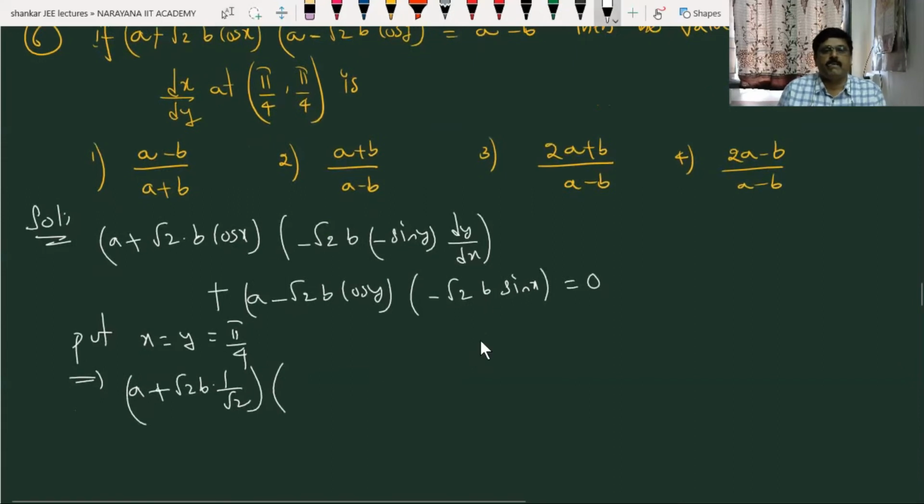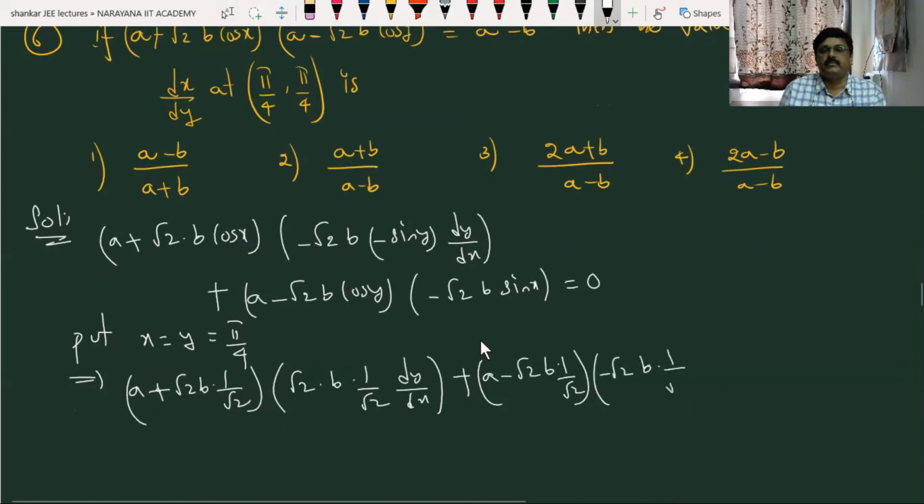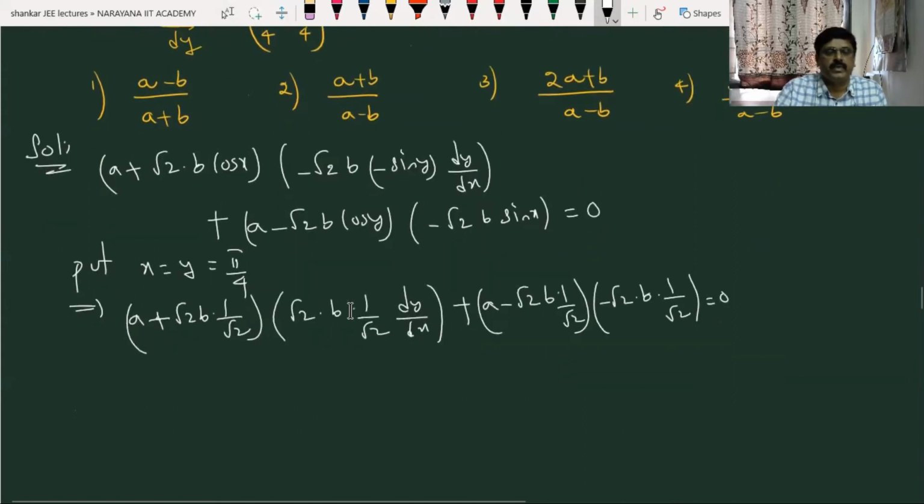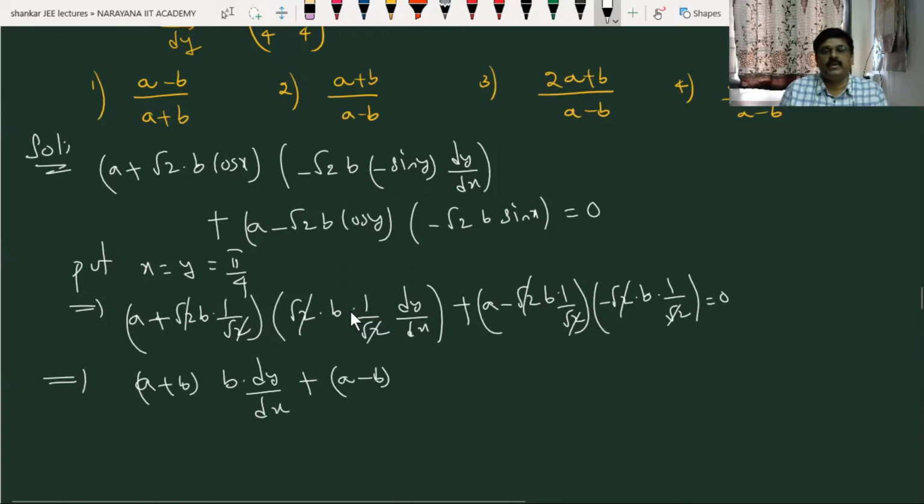Carefully you observe, it is minus into minus plus root 2 into b sin pi by 4, again 1 by root 2 dy by dx plus a minus root 2b into 1 by root 2, students, into minus root 2b into 1 by root 2 is equal to 0. Then it leads to this root 2 part will be cancelled in all brackets like this. Then what you have, students? A plus b into b dy by dx plus a minus b into minus b is equal to 0.